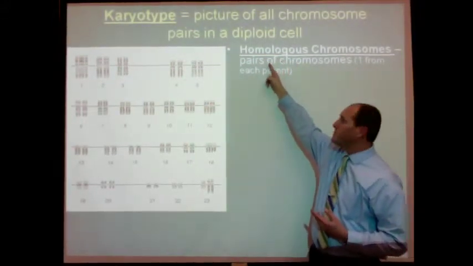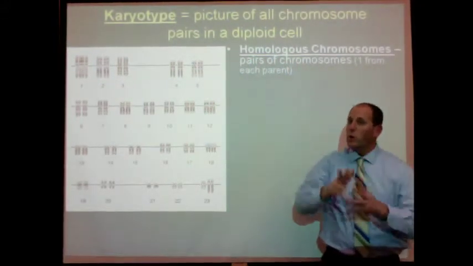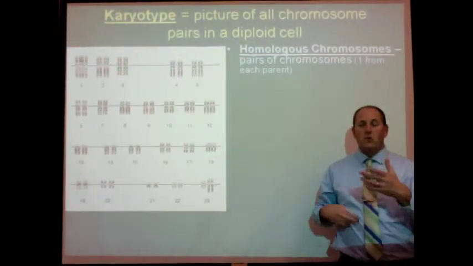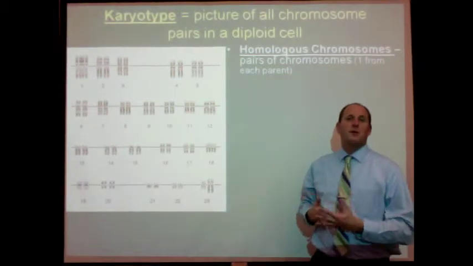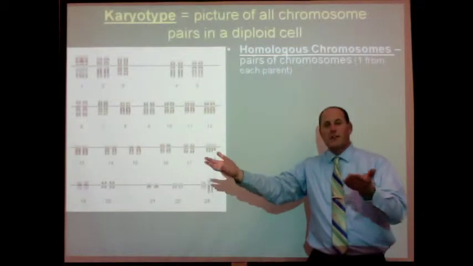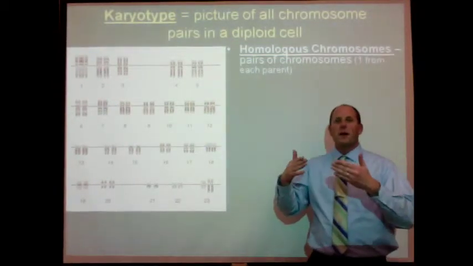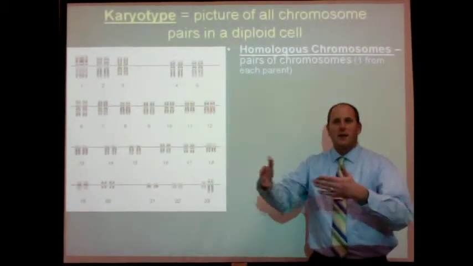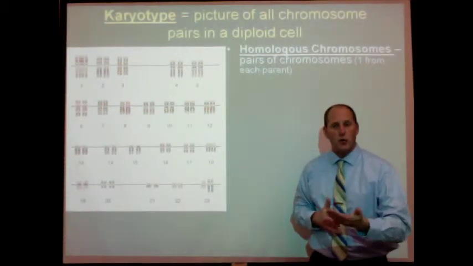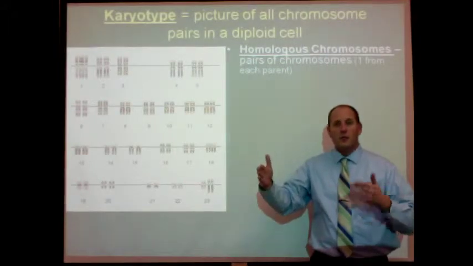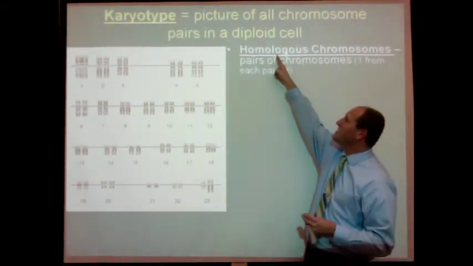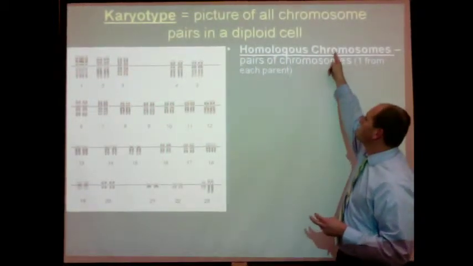Homologous. Now this particular prefix homo is one we're going to be using quite often, and it's probably one you're familiar with. Most of us here in America are familiar with the term homosexual. Homo means same, and sexual, sex. And someone who is homosexual likes the same sex. Someone who is heterosexual, we talked about hetero in our last unit, heterotrophs, different or other. So males and females. So here, homologous chromosomes, these are the same chromosomes.